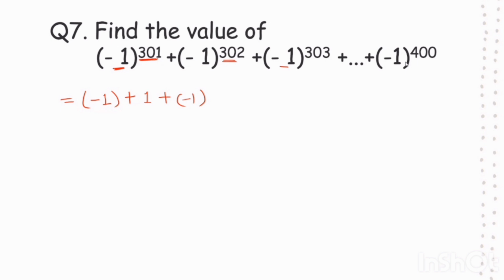In this way up to 400, that means we have to add from 301 to 400, how many are there, 100. So at last we are getting positive 1, and here negative 1 and positive 1 becomes 0. Here also it is 0. So when an even number of pairs are there, we always get 0 at last.